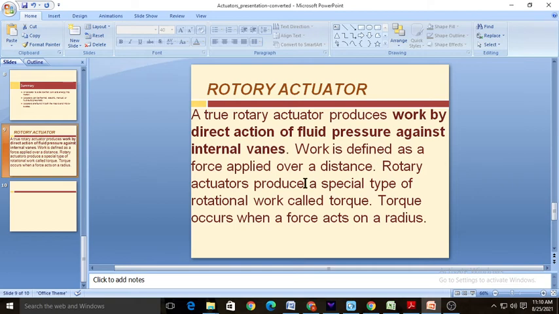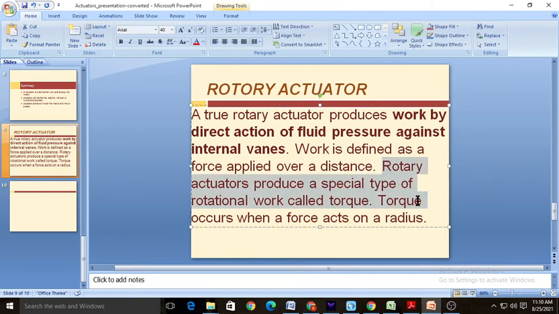Work is defined as the force applied over a distance. A rotary actuator produces a special type of rotational work called torque. The torque occurs when the force acts on a radius. So these are the actuators which produce a special type of rotary motion, which we name torque.